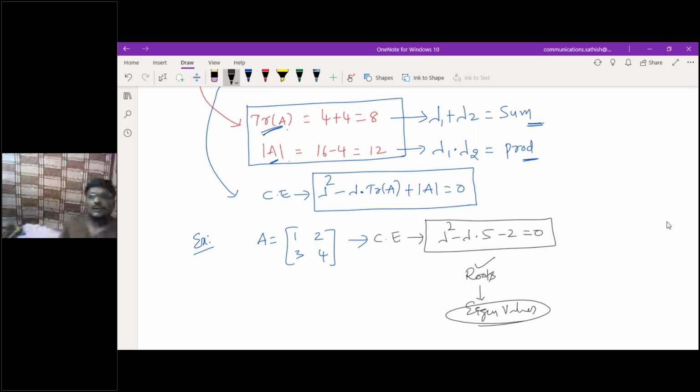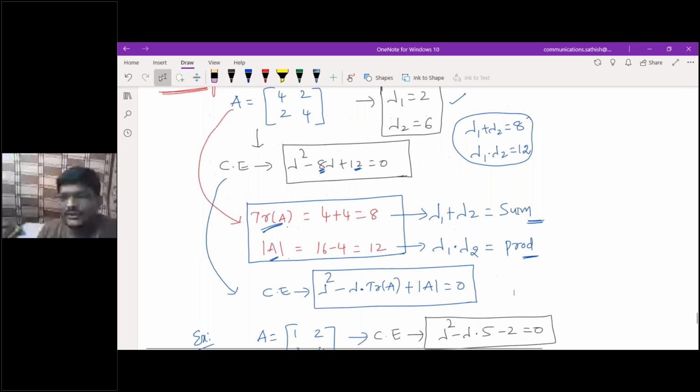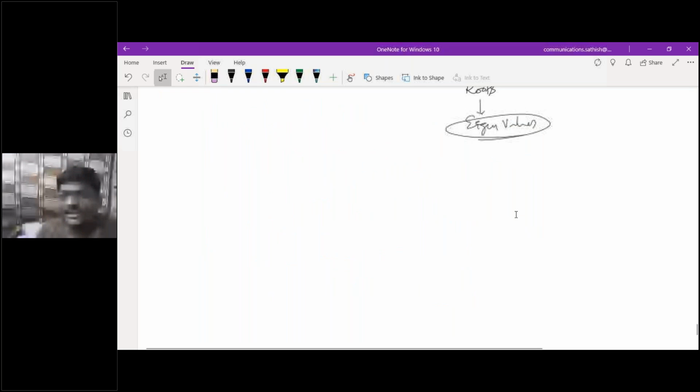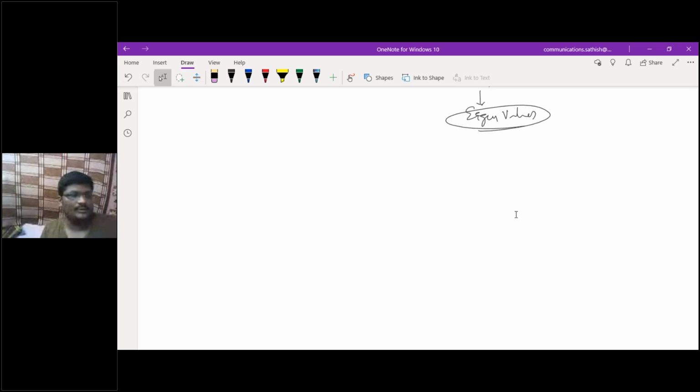Yes or no? Yes, sir. Clear? The point that you have to keep in your mind here is the way of finding the eigenvalues and eigenvectors, how you have to calculate them. Am I correct or wrong? Yes, sir. So the point you have to keep in mind is, make a note of this one.